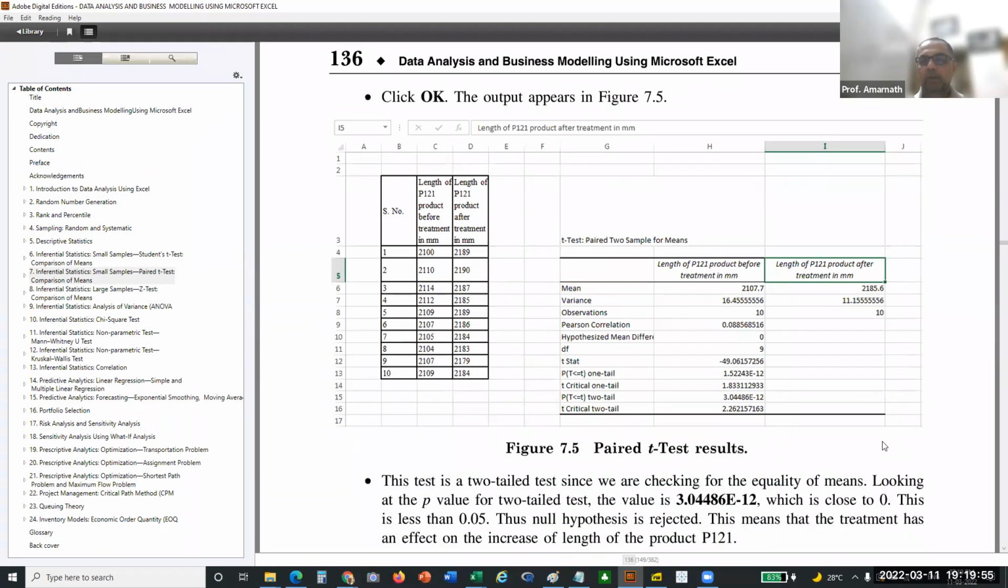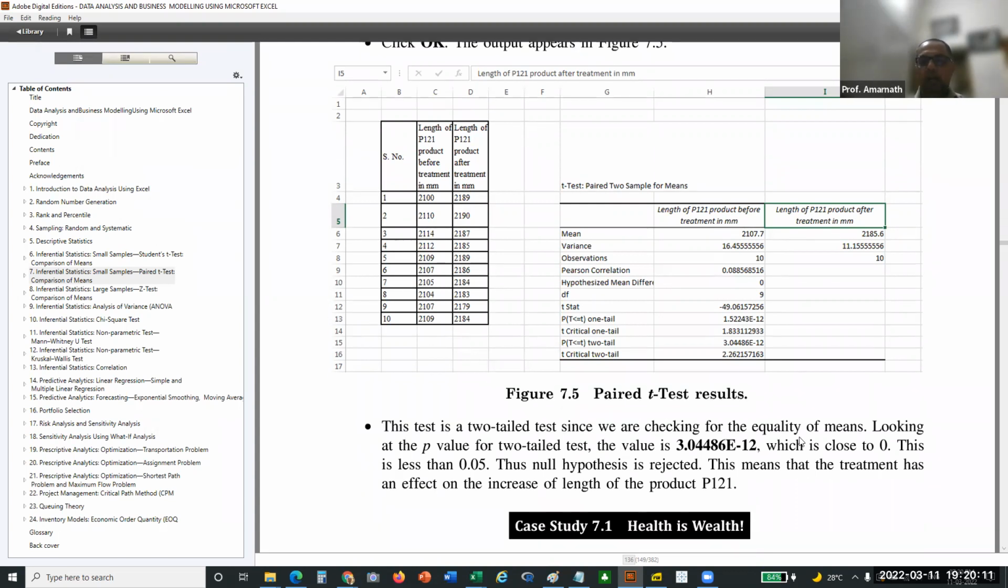One mean is 2107.7, the other mean is 2185. So it's not a question of rounding; that cannot be done here. Clearly there's a difference between the mean from before and the one after. So that's why the alternative is accepted here.